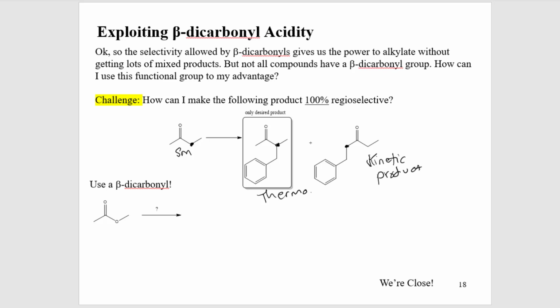So how can we improve, maybe even get 100% regioselectivity of the thermo product and avoid making any of the kinetic product? This is just to show you how we can go about doing this. And what we're going to do is exploit our use of the 1,3 dicarbonyl. So the first thing we're going to do is add some base, and I'm going to use the methoxy because that's what my ester looks like. And then once I have made my enolate through acid-base chemistry, it's going to react with itself.